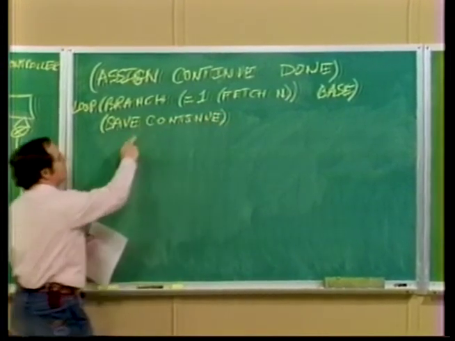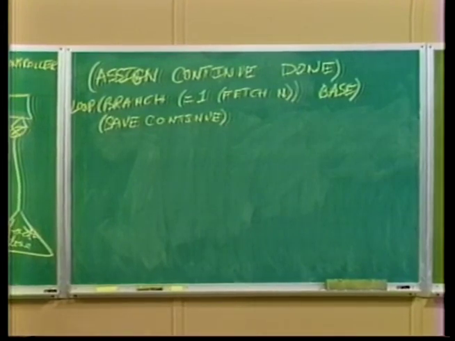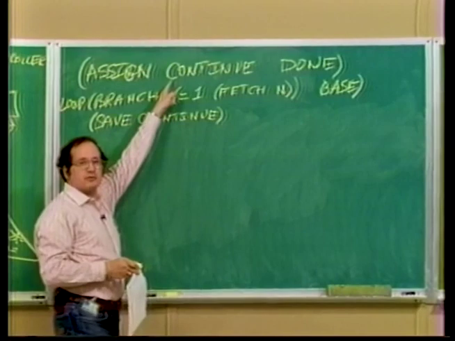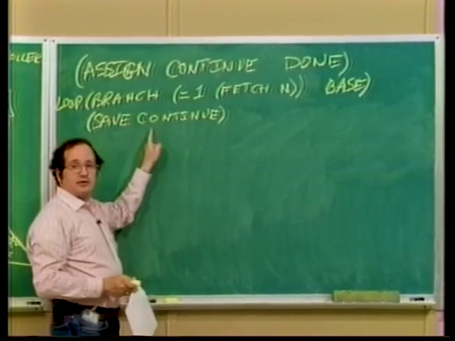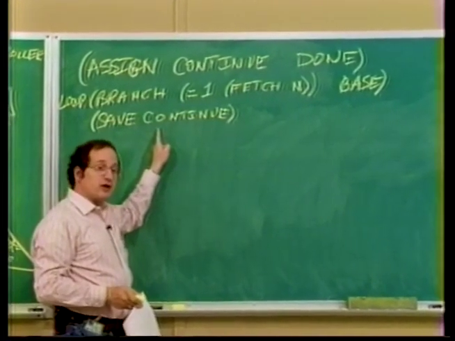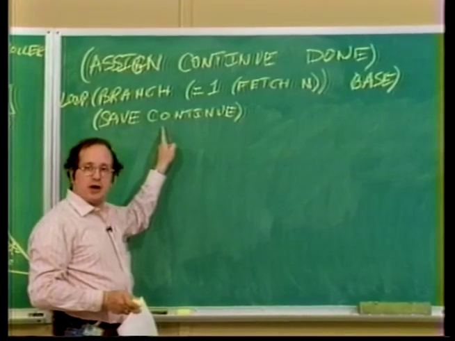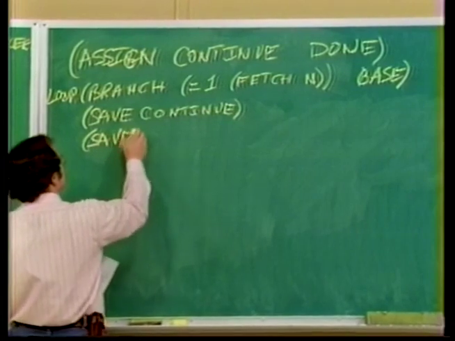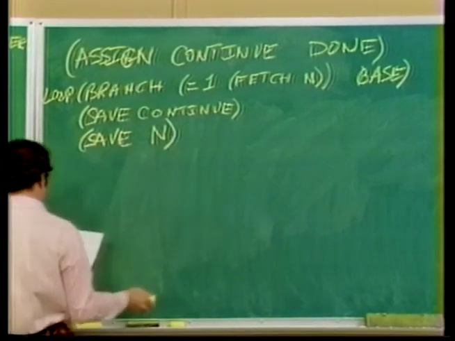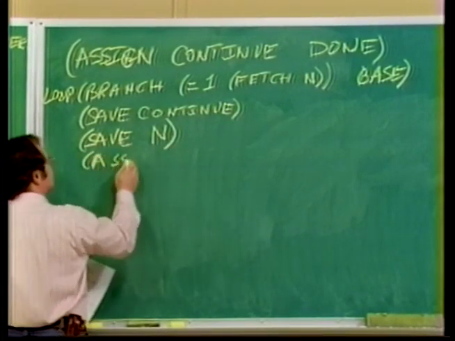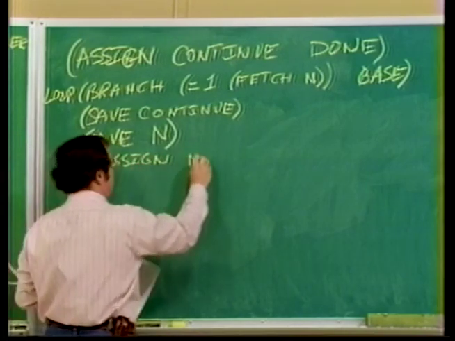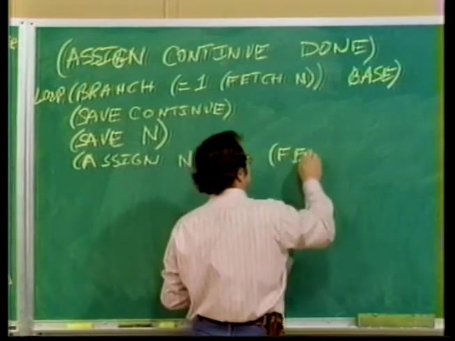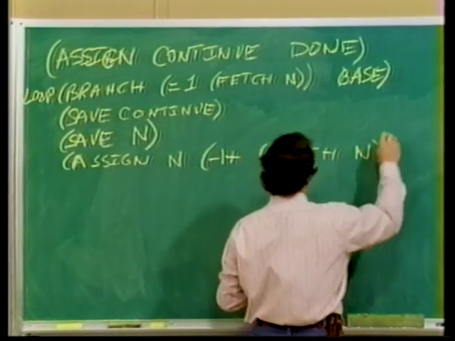And this is an instruction that says, put something in the stack. Save the contents of the continuation register, which in this case is done. Because later I'm going to change that too, because I need to go back to after fact as well. We'll see that. We save n, because I'm going to need that for later. Assign to n the decrement of fetch n.